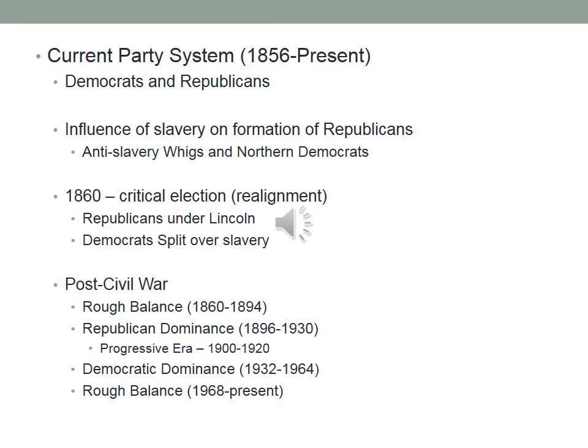From 1828 on up to 1856, the opposition to the Democrats was a mishmash of National Republicans, Whigs. Later, some third parties popped in. But what happened was the issue of slavery coalesced a bunch of anti-Jacksonians and other groups to come together to form one political party under the banner of opposing the expansion of slavery. And this party turned into the Republicans. And it consists of anti-slavery Whigs and Northern Democrats.